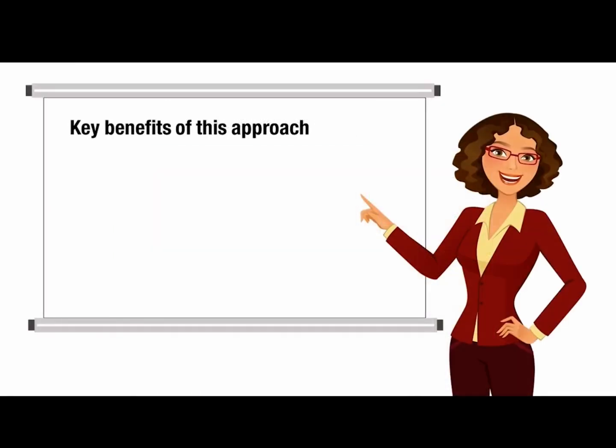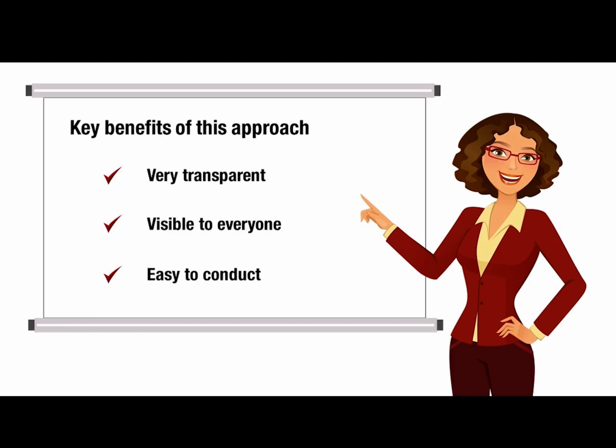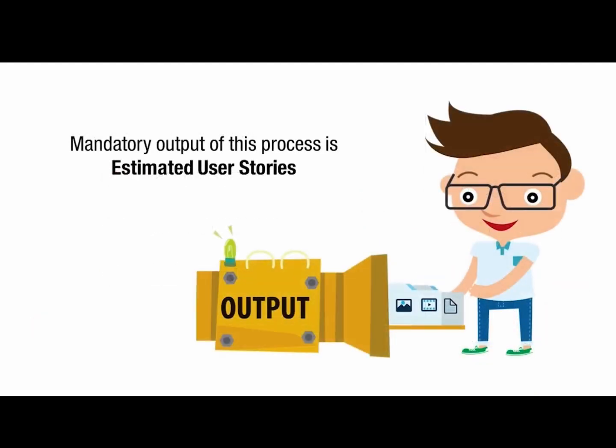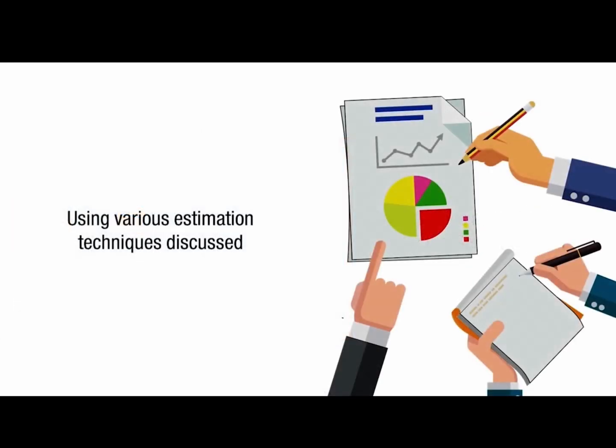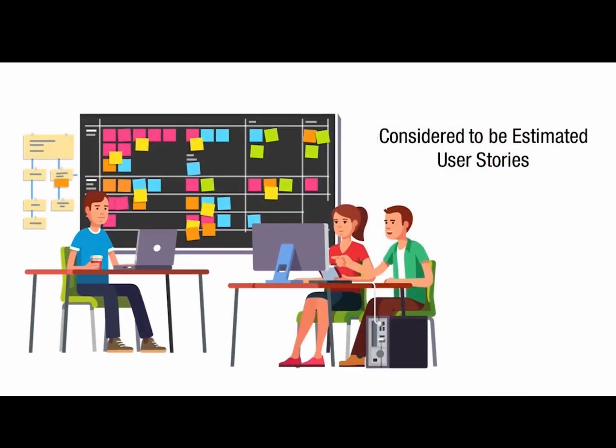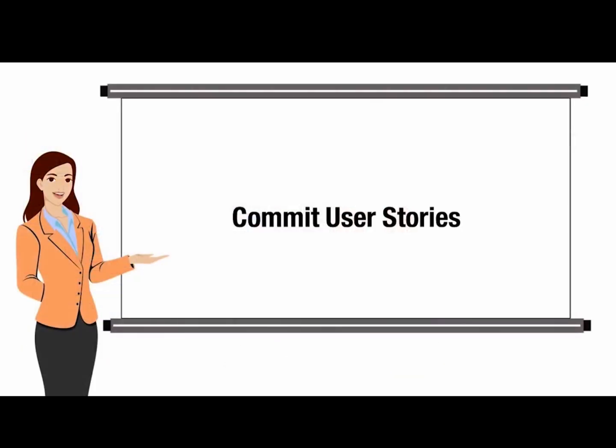Some key benefits of this approach are that the process is very transparent, visible to everyone, and is easy to conduct. The mandatory output of this process is estimated user stories. After the user stories are estimated by the Scrum team using the various estimation techniques discussed in this section, they are considered to be estimated user stories. The next process is commit user stories.